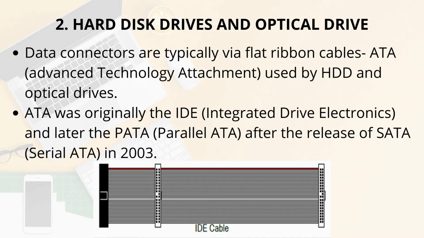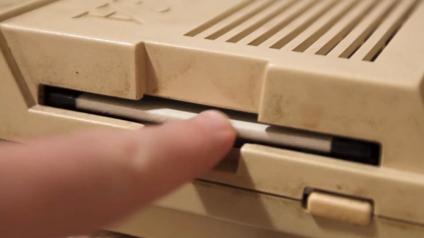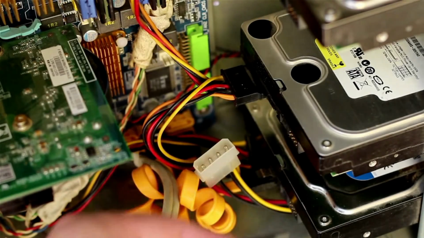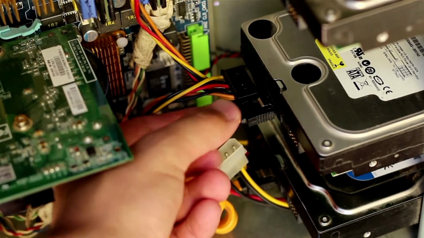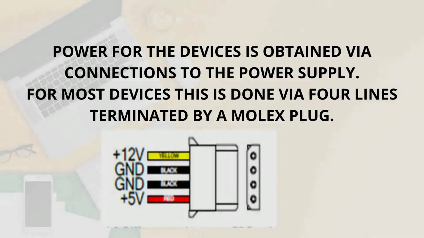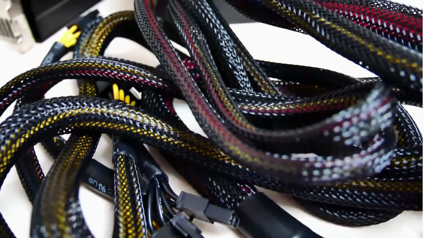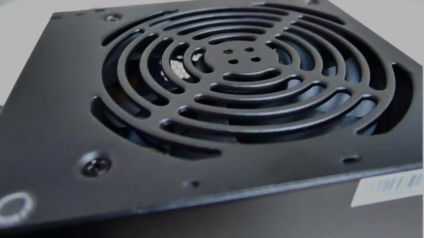Data connectors are typically via flat ribbon cables, advanced technology attachment used by hard disk drive and optical drives. ATA was originally the integrated drive electronics and later the parallel advanced technology attachment after the release of serial advanced technology attachment in 2003. Power for the devices is obtained via connections to the power supply. For most devices this is done via 4 lines terminated by a Molex plug.